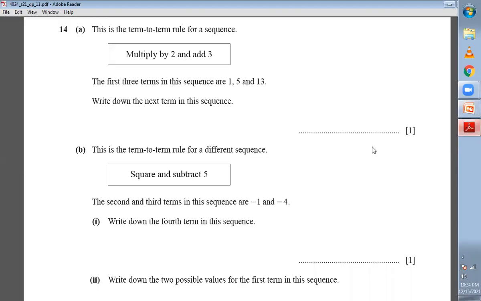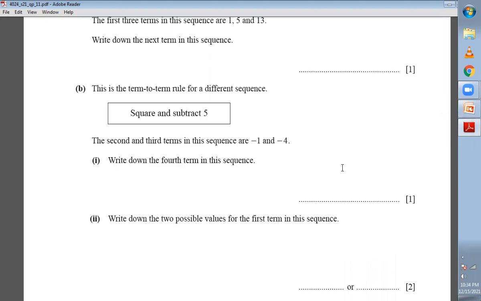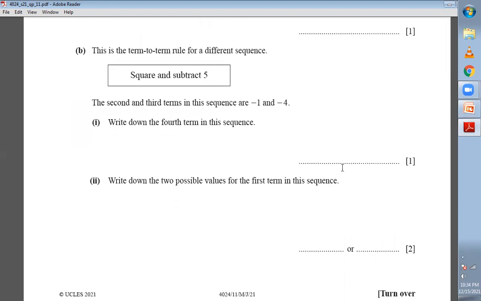Okay, so the next part is the B part. This is the term-to-term rule for a different sequence. He says square and subtract 5. So whatever term you have, you square it and you subtract 5, you get the next term. So the second and third terms in this sequence are -4 and -1. Write down the fourth term in this sequence. And the next thing he says, write down the 2 possible values for the first term in this sequence. So the first portion is of 1 mark and the second portion is of 2 marks.